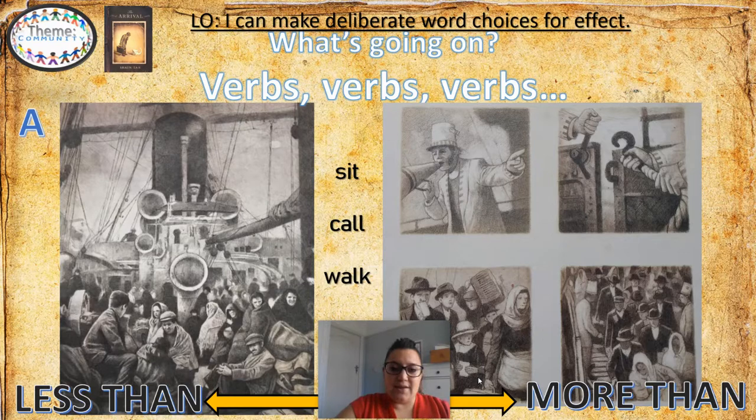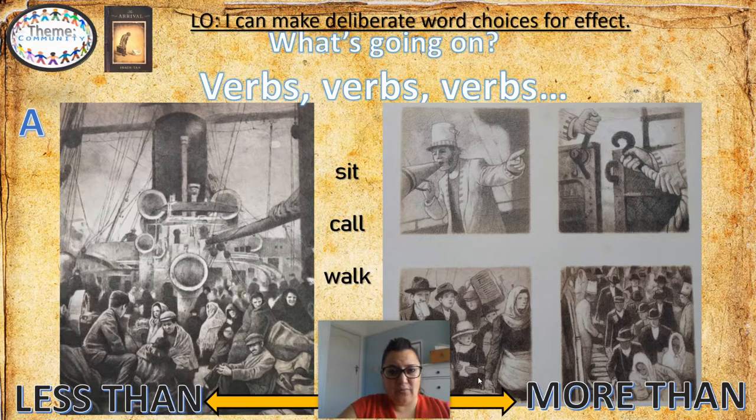However, they don't have much of an effect on our reader. They give us a very simple image. And what we want to do is really make the reader understand how they're feeling, how they're moving, so they get a more in-depth picture of what's happening.